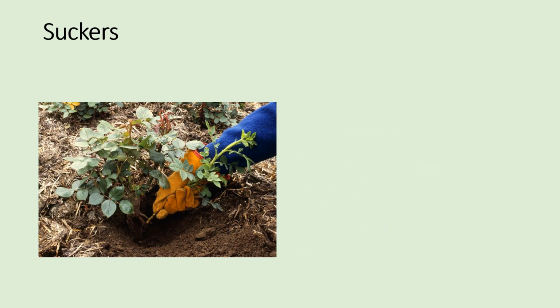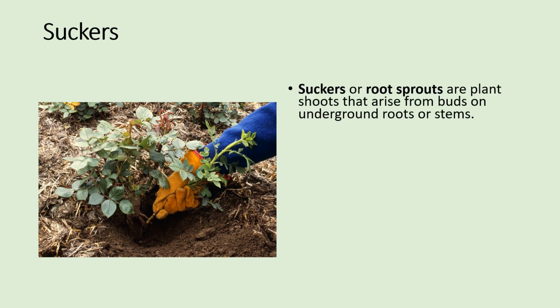Suckers. Suckers or root sprouts are plant shoots that arise from buds on underground roots or stems.